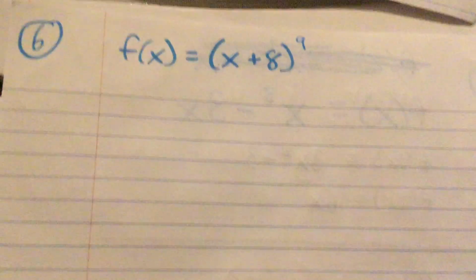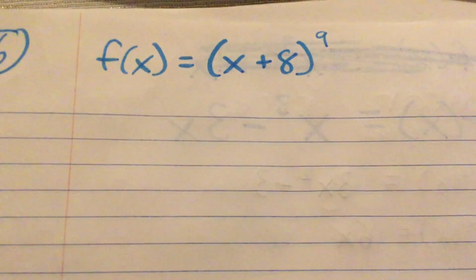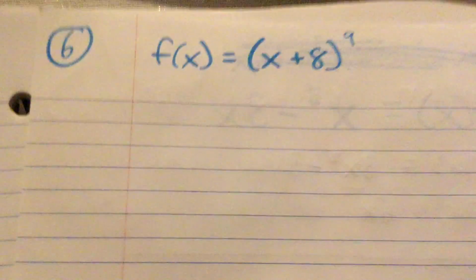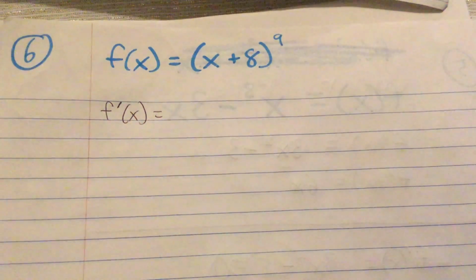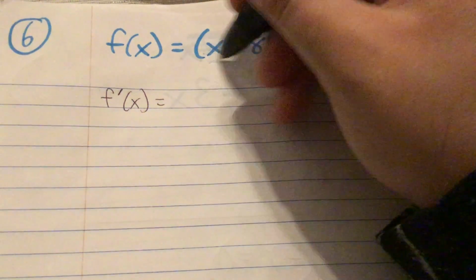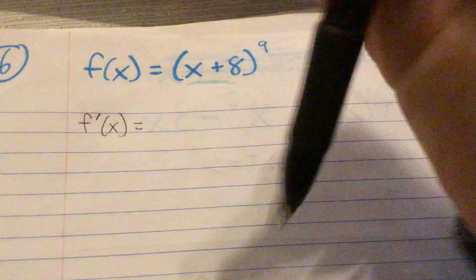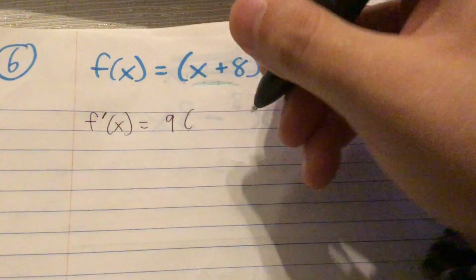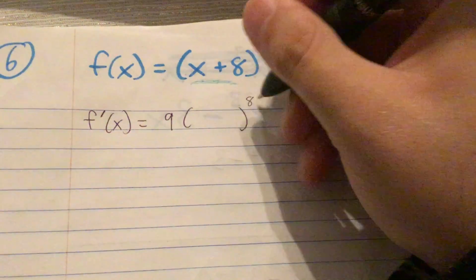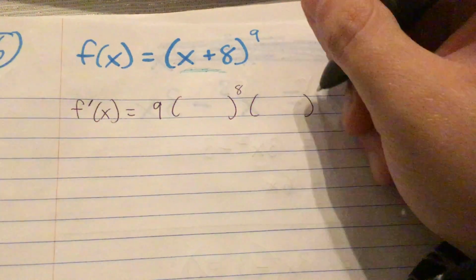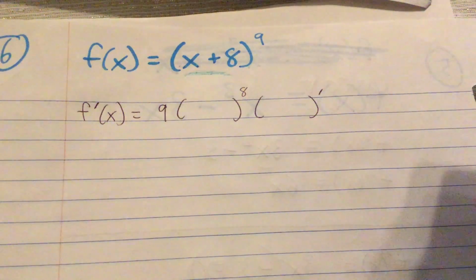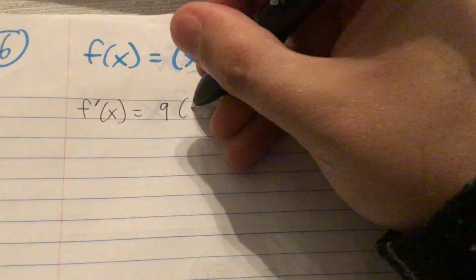Okay? f of x is equal to x plus 8 quantity to the 9th power. Don't you forget about the chain rule. So now we've got f prime of x. Notice that I'm going to call this green. The derivative of green to the 9th power is going to be 9 green to the 8th power times green prime. I just want you guys to remember the chain rule, as simple as this binomial x plus 8 is.